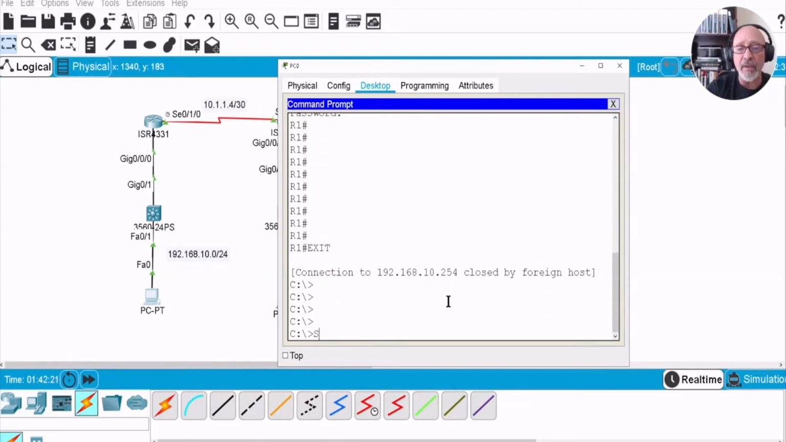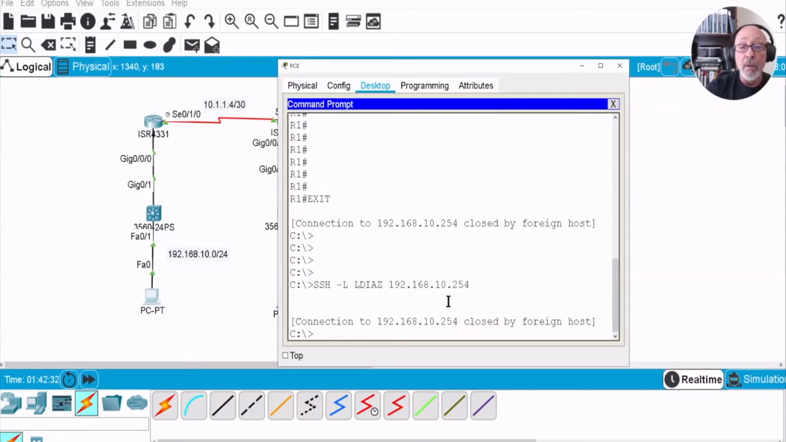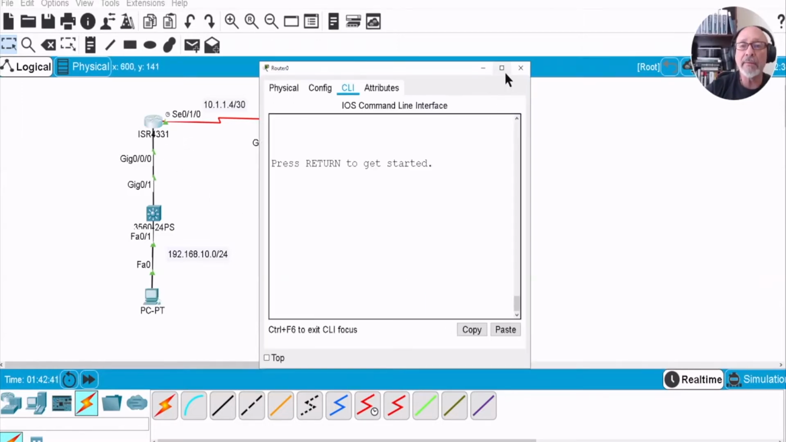Let's try SSH. SSH minus L, which stands for list, LDS, and then 192.168.10.254. Good. Closed by foreign host, huh? Did I type something wrong here? Let's see what's going on.